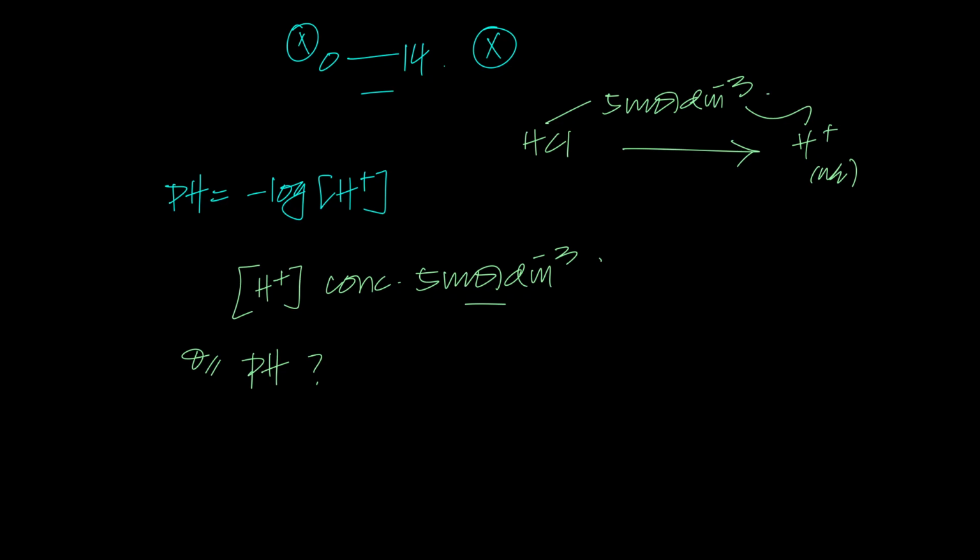Can somebody calculate the pH for this? It's going to be negative log of 5. What do you guys get? And voila, it's coming out to be minus 0.699, or minus 0.7. And here you go, pH can also be negative. pH for very concentrated, strong acids can also be negative, just like for HCl.